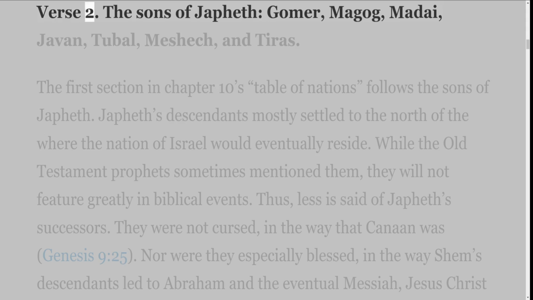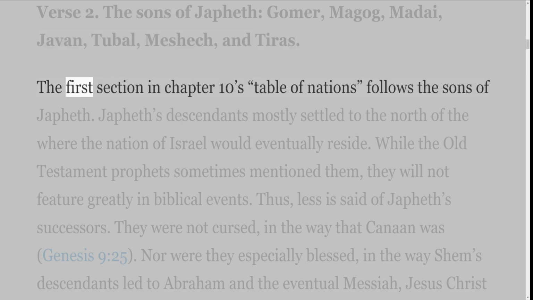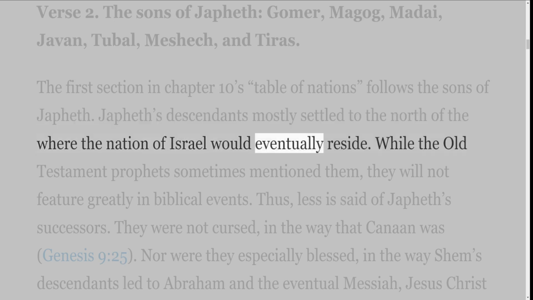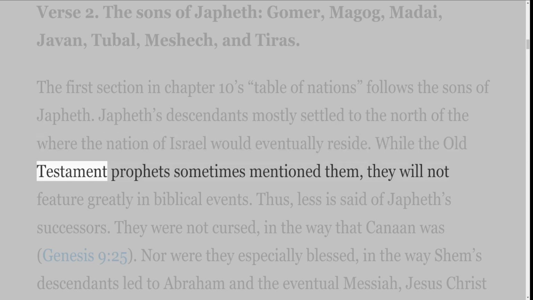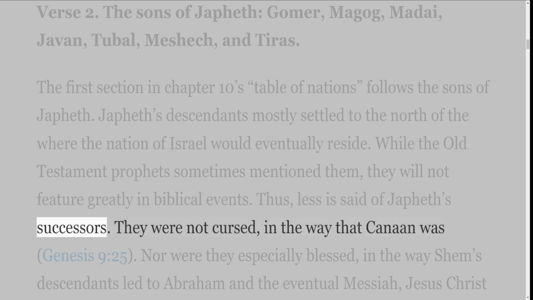Verse 2. The sons of Japheth, Gomer, Magog, Madai, Javan, Tubal, Meshech, and Tiras. The first section in chapter 10's Table of Nations follows the sons of Japheth. Japheth's descendants mostly settled to the north of where the nation of Israel would eventually reside. While the Old Testament prophets sometimes mention them, they will not feature greatly in biblical events. Thus, less is said of Japheth's successors.